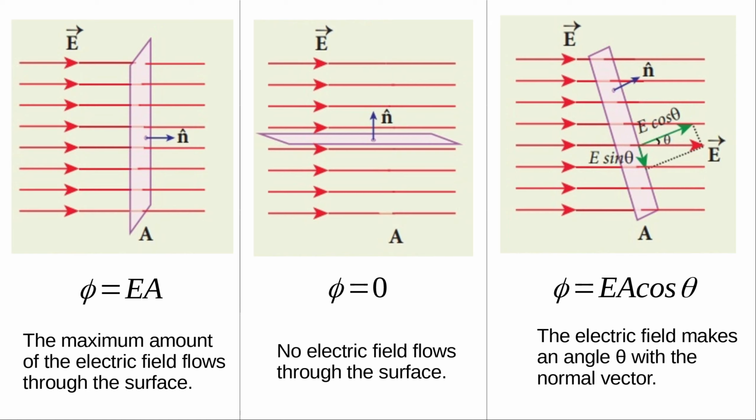Another way to think about it is to think in terms of the components of the electric field, which are in the same direction as the normal vector and perpendicular to the normal vector. So we can clearly see from the picture that E cosine theta is the component parallel to the normal vector, and that's why we see the cosine theta in our final expression there. And we can also see that the E sine theta component is perpendicular to the normal vector, and that's why we don't see the sine theta.